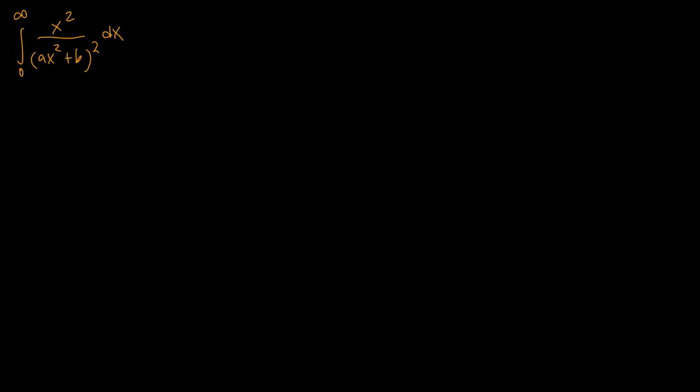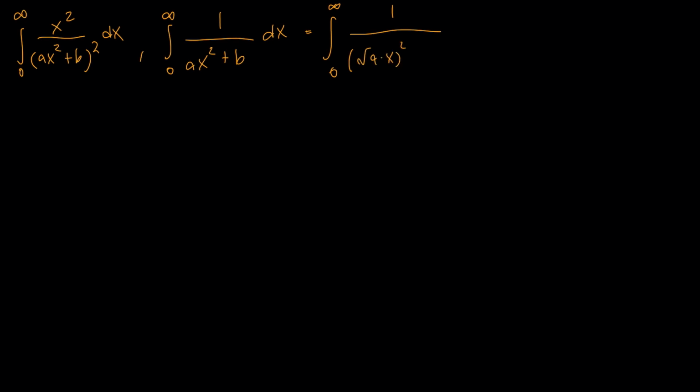Today we'll be doing the integral from 0 to infinity of x squared divided by (ax squared plus b) quantity squared dx. And to start off, we will consider the following integral. We will consider the integral from 0 to infinity of 1 over ax squared plus b dx, which is equal to the integral from 0 to infinity of 1 over (the square root of a times x) squared plus (the square root of b) squared dx.